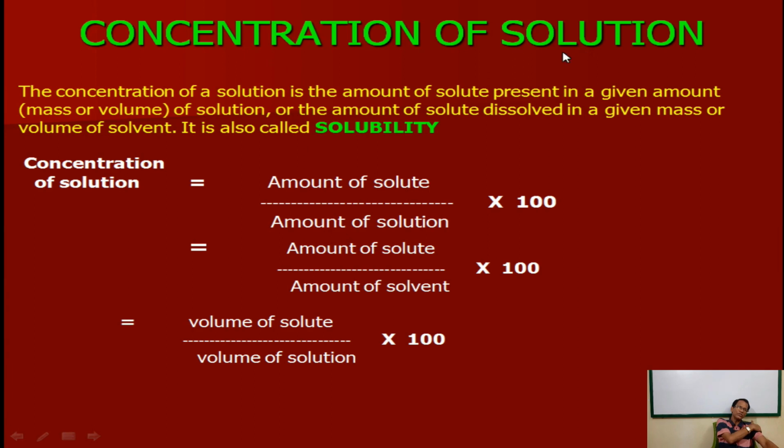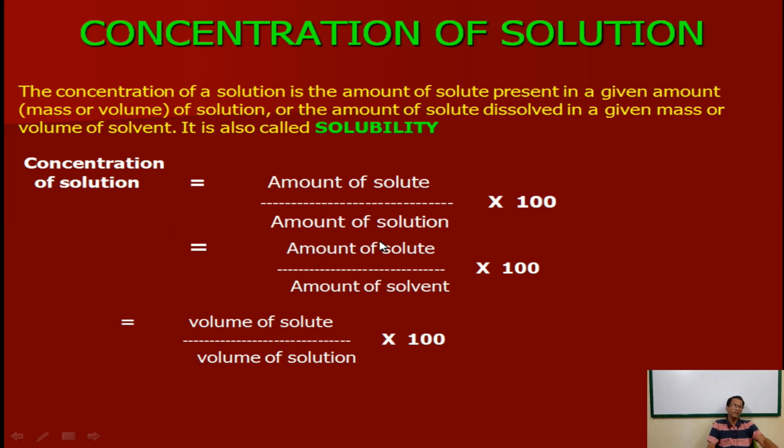Then what is the concentration of a solution? Concentration of a solution means the amount of solute present in a given amount or given volume of solution. How much solute is present in a given volume or given mass of solvent or mass of solution, that is called concentration. It is also called solubility. Solubility is also called concentration.